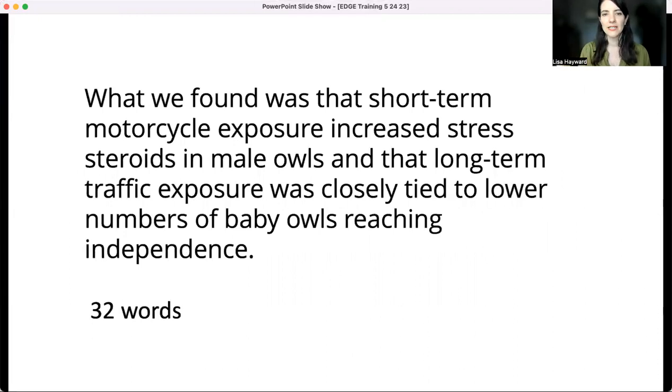Next up, I can look for these long sentences. So I focused before on the long words. Remember, there's the two-pronged approach. Long sentences and long words should both get replaced. Here it says, what we found was that short-term motorcycle exposure increased stress steroids in male owls, and that long-term traffic exposure was closely tied to lower numbers of baby owls reaching independence. 32 words. Can we break that up?